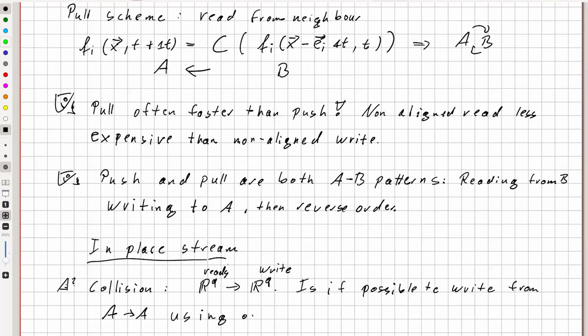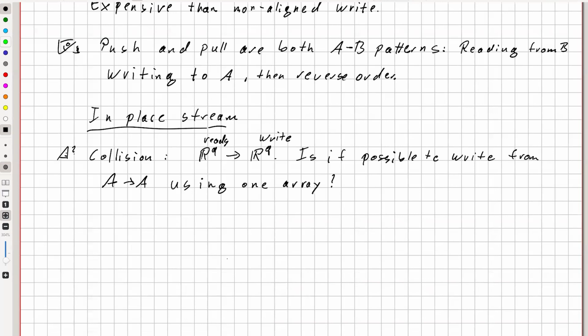Using only one array. So as I said, there are several ways of doing this. They distinguish themselves in particular ways. So I'm not going into the other algorithms. I'm just showing one here.